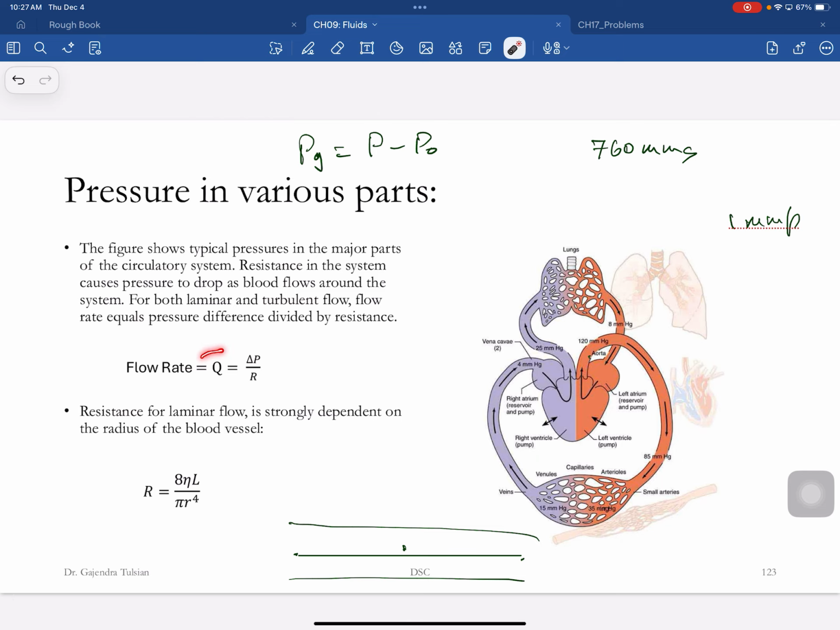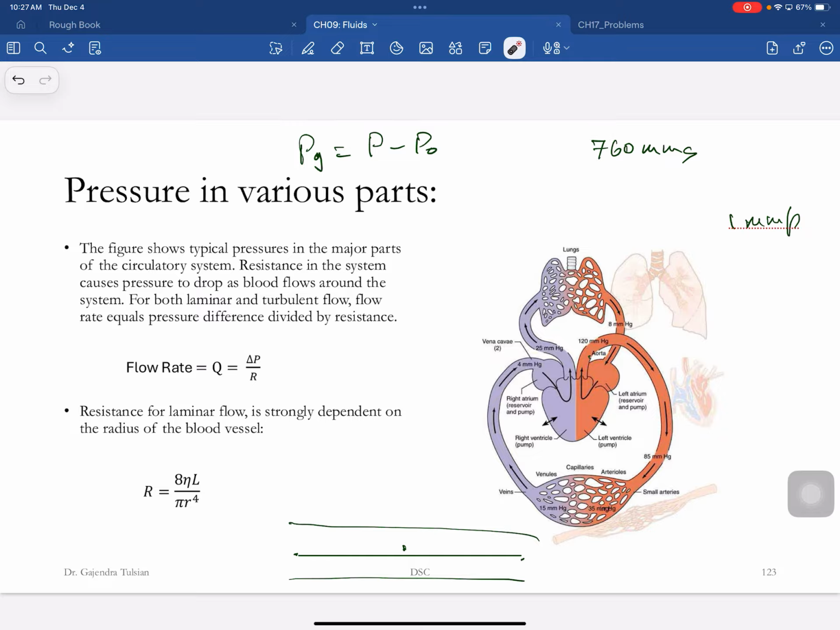So here is the flow rate. Now, this is not the radius of anything, so this is the same R, but this R is resistance. So resistance to flow. The greater the resistance to flow, the greater the pressure difference you need to maintain a certain flow rate. So the resistance to flow is 8 times the viscosity times L, over pi times the radius of the tube to the power 4.